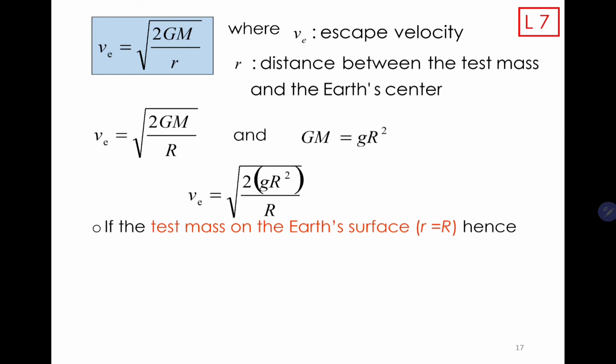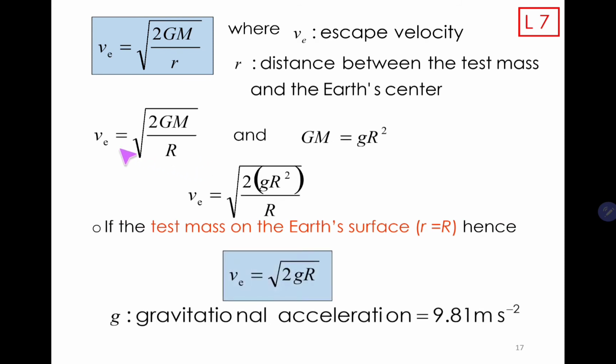Or we may change the equation to be like this: V escape equals the square root of 2GM over R. What does it mean? The object starts from the surface of the planet, because we are talking about R. So capital R here represents the radius of the planet.